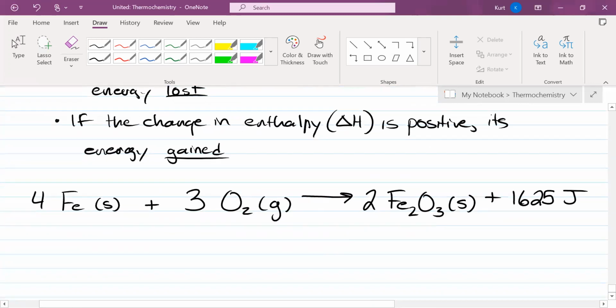Okay. I want to see if you guys can actually say this properly. Is there anybody that thinks they have the gumption, the courage to say this entire equation, including the coefficients? Who's got the courage? Arshawn? 4 moles of iron plus 3 moles of oxygen gas react to yield 2 moles of iron 3 oxide. Very good. Plus 1,625 joules.